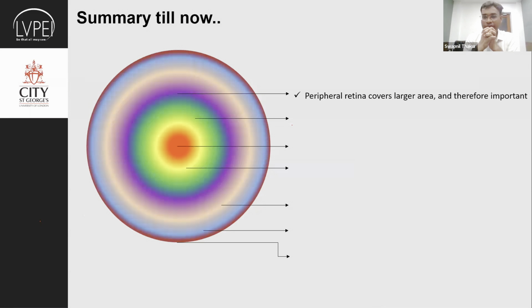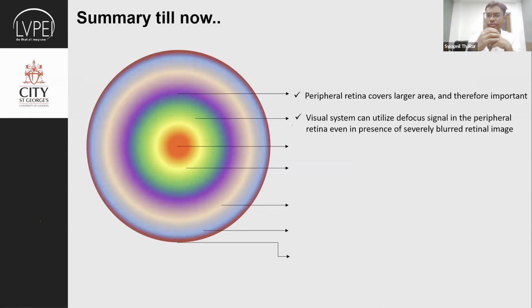So what is the summary till now? First point, what we have learned is that the peripheral retina covers 97% of the whole retina and the macula only covers 3%. So given that it covers the large surface area, the peripheral retina should have an important role in myopia.